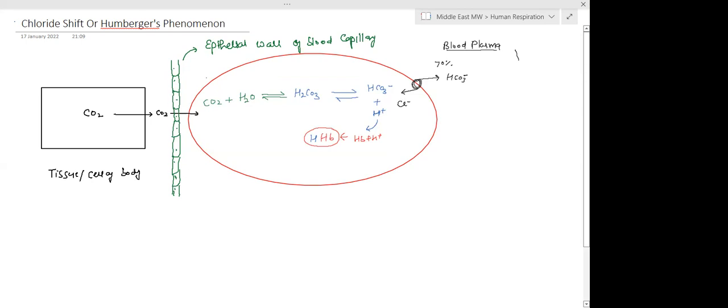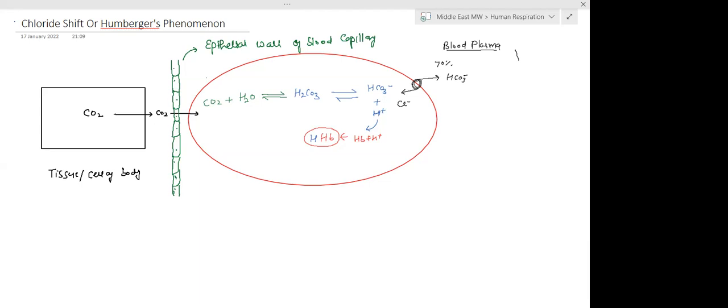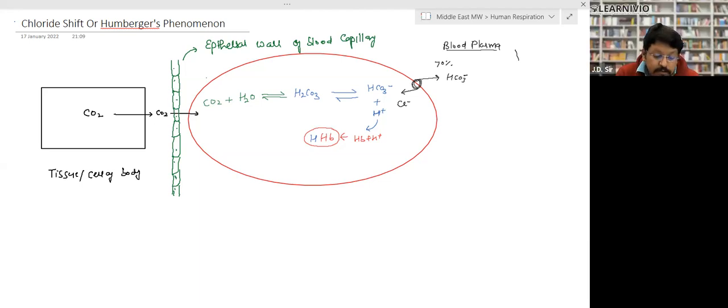Full stop. Sir, can you please repeat it again? Yeah, sure. About 70% of bicarbonate ion formed in RBC enters the blood plasma. Full stop.